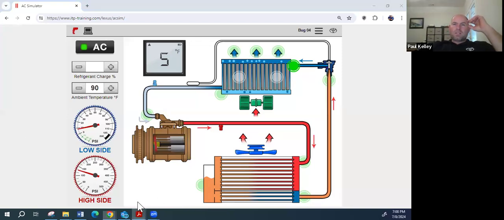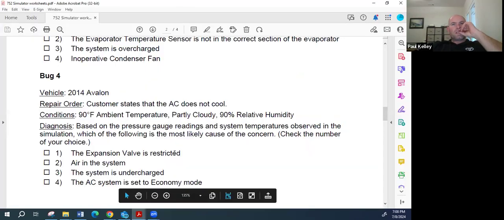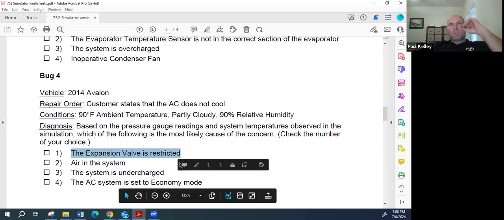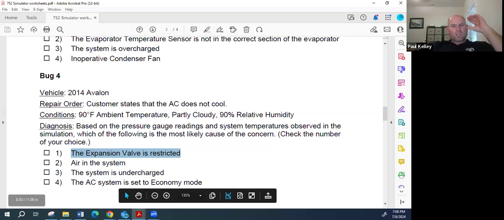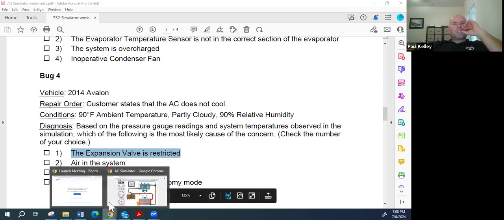Hey, you know what makes sense? It was that restriction, wasn't it? If the expansion valve is restricted, that would cause the low to be too low. Would you guys agree with that? Anybody got any follow-ups for that, or you feel decent? Feel like that one was all right? I think that one was all right. Okay, so if that's the case, we'll do 4 for number 1.